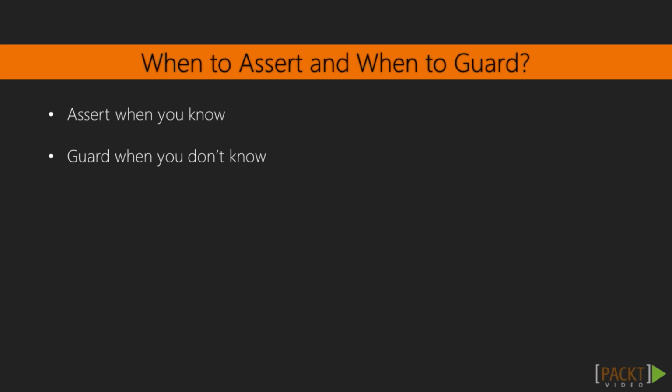Now when should we use type assertion, and when should we use type guarding? A simple rule is to use type assertion when we know the type will be a specific subtype, and use a type guard when we don't know what the type will be.